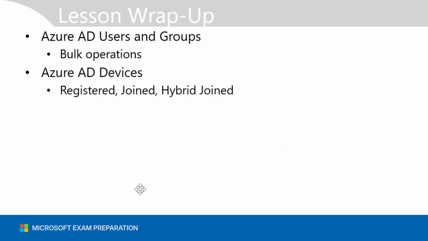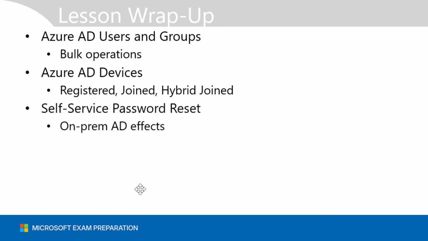We looked at Azure AD devices: registered, joined, and hybrid joined. You should keep in mind the kinds of operating systems that are supported by each so that you can understand and answer questions about what kind of join type would be appropriate given a client operating system. We looked at a feature of Azure AD called Self-Service Password Reset, which allows users to change their passwords in the cloud. It does have effects for on-prem AD synchronization, as we discussed in password writeback.